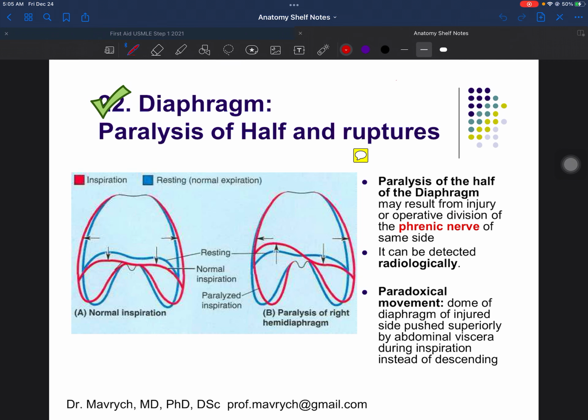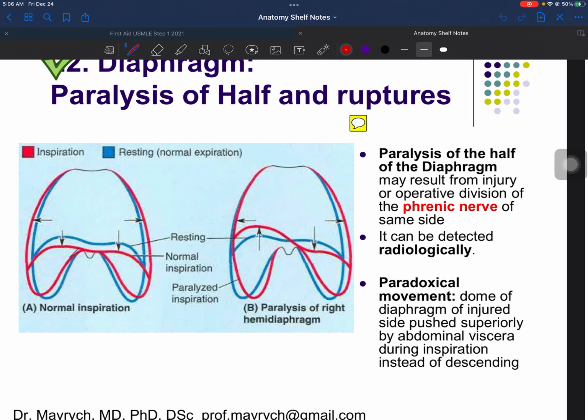So now we're going to talk about the diaphragm. The diaphragm: paralysis of the half, and rupture. These are the two things we're going to talk about.